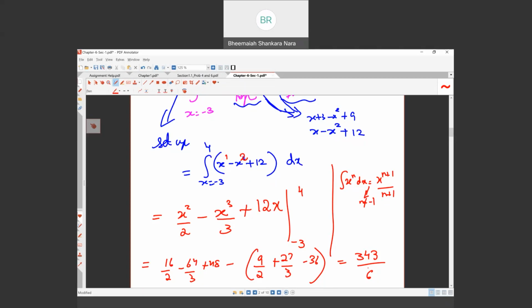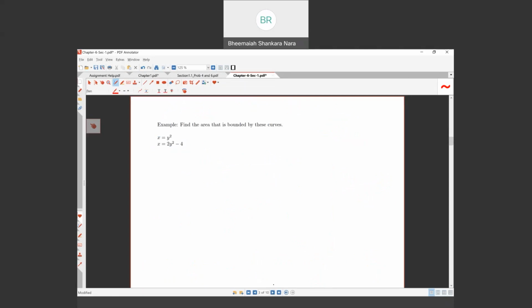The next one is find the area that is bounded by the two curves. The first one is a parabolic curve. And you should know that this is symmetric about the x-axis. The second one is also a parabolic curve. Again, this is also symmetric about the x-axis. So you have two parabolic curves, both symmetric about the x-axis.